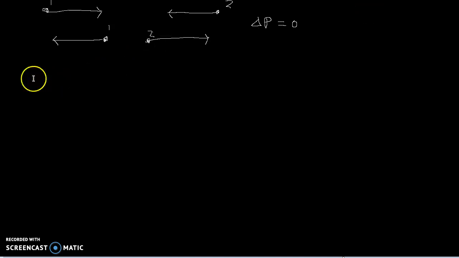Now there are two different types of collisions. The first type of collision is inelastic collision.